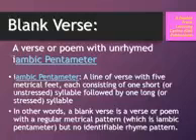The blank verse. This is a verse or poem with unrhymed iambic pentameter. An iambic pentameter is a line of verse with 5 metrical feet, each consisting of one short or unstressed syllable followed by one long or stressed syllable, as we have seen already. In other words, a blank verse is a verse or poem with a regular metrical pattern, which is iambic pentameter, but no identifiable rhyme pattern.